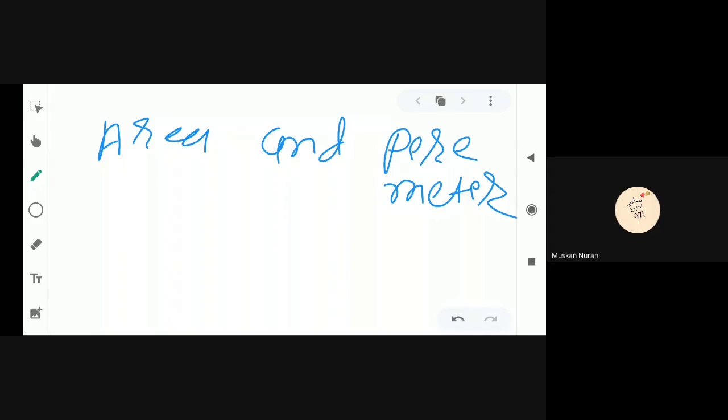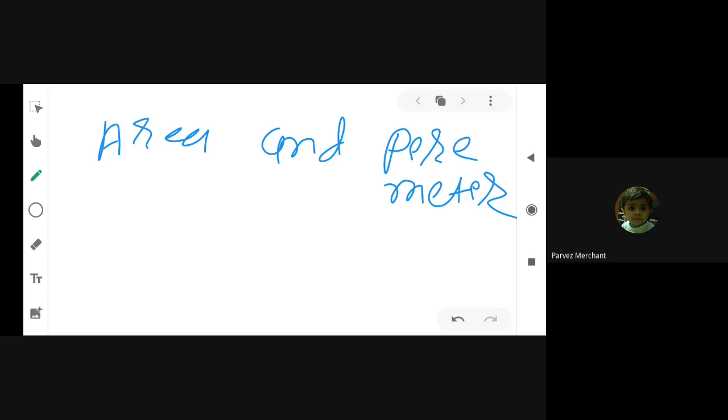Now, can anyone explain to me what is the meaning of area and what is the meaning of perimeter? How can we define these two different things? Boys, please give me an answer. Perimeter means, for example, if we take a shape, a square, the border of the square will count as perimeter and the inner side will count as area.